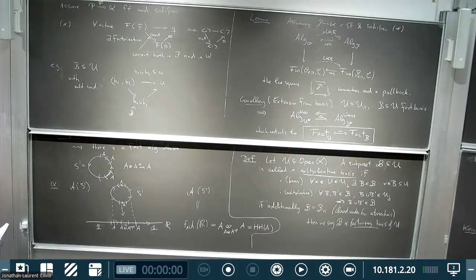Okay. Any questions about this construction? Does not seem to be the case.